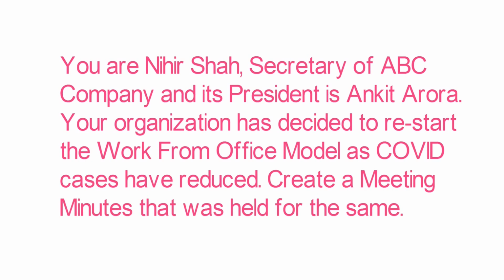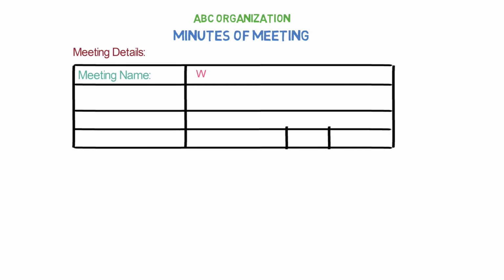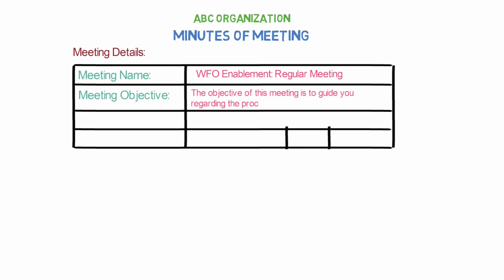Let's start writing minutes of meeting. First, let's write ABC organization and then the words minutes of meeting. Then, let's quickly write meeting details. Meeting name: work from office enablement regular meeting. Meeting objective: the objective of this meeting is to guide you regarding the process of re-enabling the work from office model. Meeting location. Meeting date, 18th June 2022.